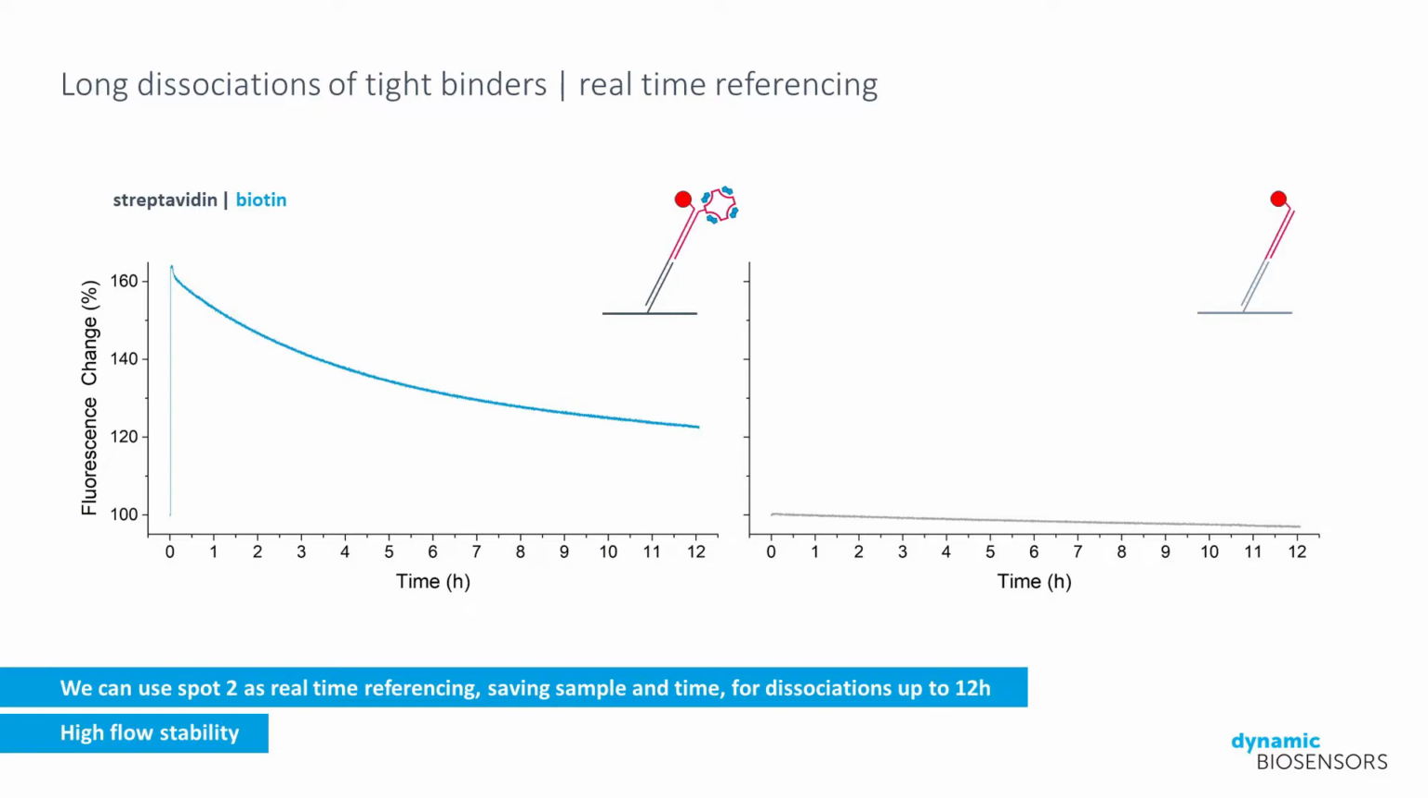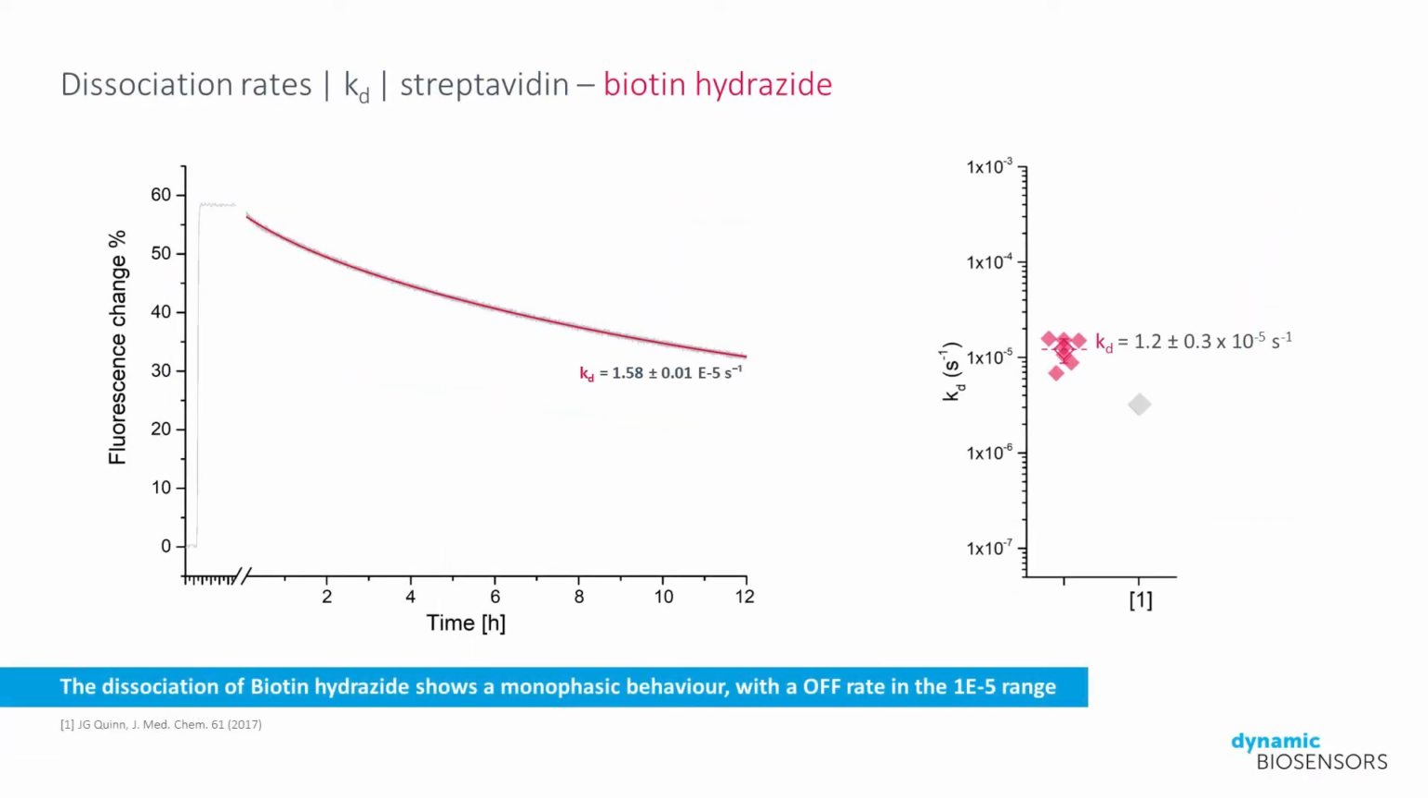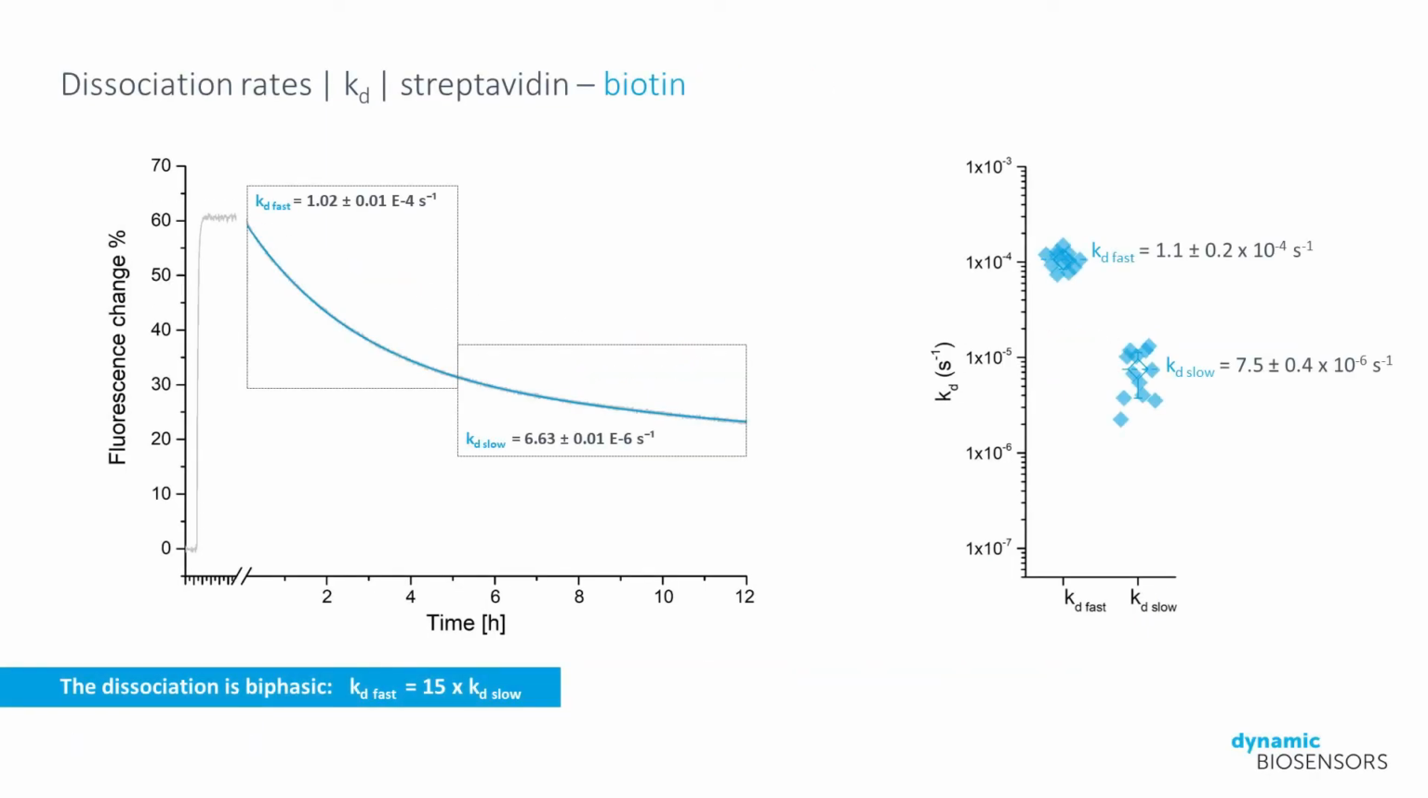As you have seen it, electrode 2 is very constant, while the curve, especially the long dissociation of biotin, is definitely different with respect to the biotin hydrazide. If we have a closer look at the dissociation rates, you can clearly see that for biotin hydrazide we have a monophasic dissociation with a KD in the range of 10^-5. While for biotin we clearly see a biphasic dissociation, with the first part of the curve demonstrating an off rate 15 times faster than the second one.